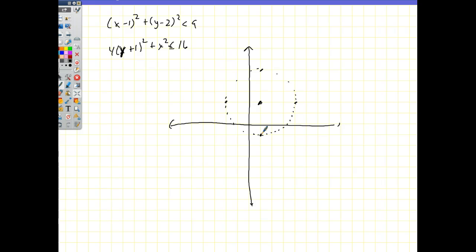All right. So I'm going to shade inside. So I try 0, 0. So I go 0, negative 1 squared is 1. 0, negative 2 squared is 4. So 1 plus 4 would be 5. Is 5 less than 9? True. So I'm going to shade on the inside and lightly.